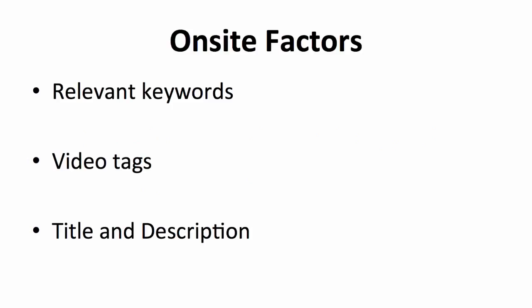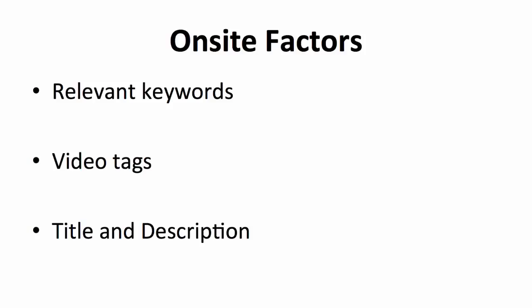There are two types of factors that will affect how Google ranks your video, which are the on-site factors and the off-site factors. Without further ado, let's get to the on-site factors. First and foremost, the relevancy of keywords is the key. Google evaluates your video based on the language in your video and your description box. So make sure to research the keywords that you are going to use.